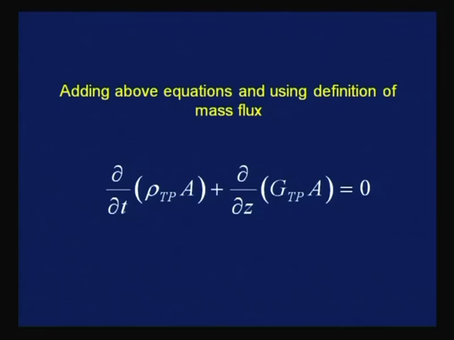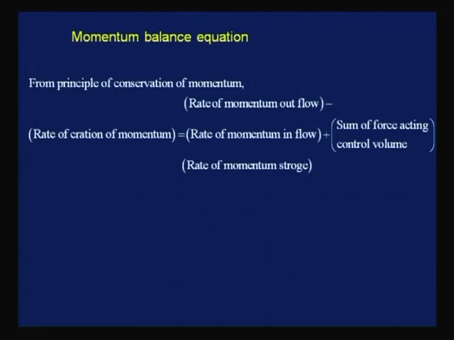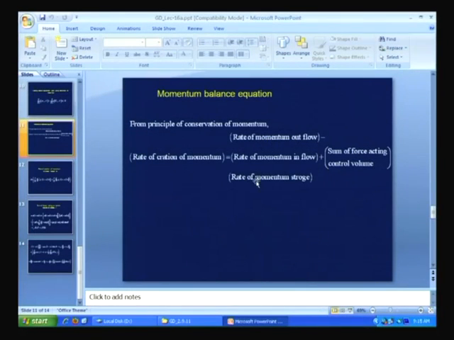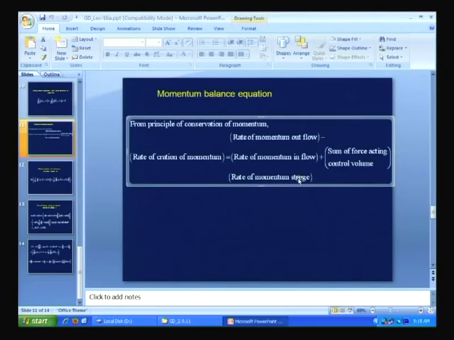Now, if we go for the momentum balance equation, what is the principle of momentum balance? All of us know, it is simply the rate of creation of momentum, rate of momentum outflow minus inflow, plus the rate of momentum storage. And here there is a little mistake, it is the sum of forces acting on the two. If I just correct it, plus rate of momentum storage, this has to be equal to the sum of the forces. There is a slight mistake here which we are going to correct.